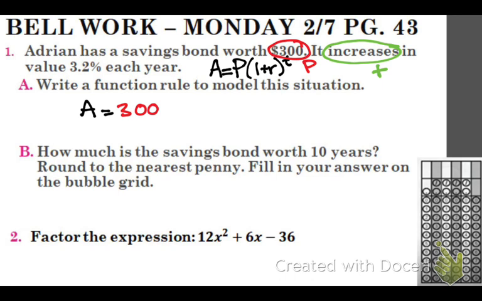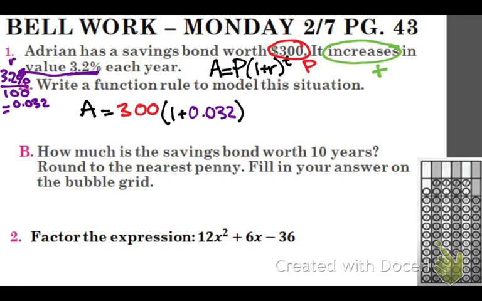What else do we know? Yeah, so our rate is 3.2%. But we don't just leave it like that. We divide it by 100. We get 0.032. Then we can put all of that into our problem. Do we have a time yet?